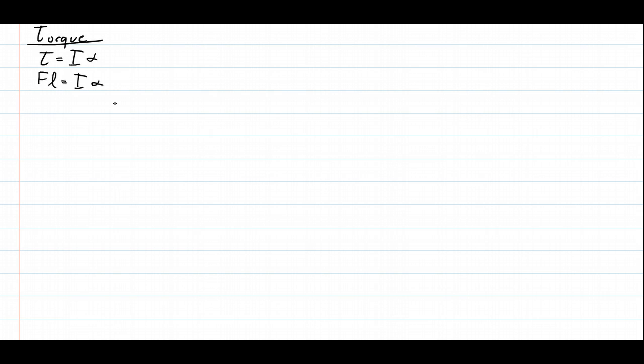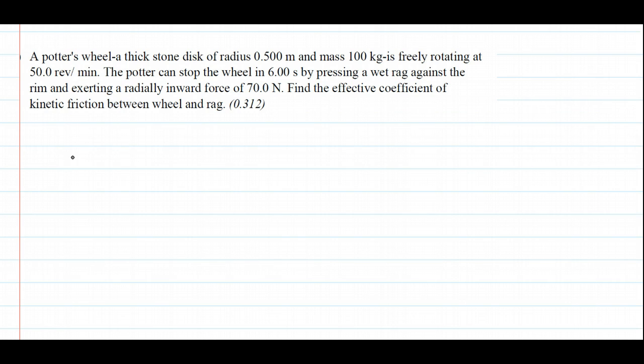So let's go ahead and look at an example of a torque problem. In this example, we have a potter's wheel that's made out of thick stone of radius 0.5 meters and mass 100 kilograms, and is freely rotating at 50 revolutions per minute. The potter can stop the wheel in 6 seconds by pressing a rag against the rim and exerting a radial inward force of 70 newtons. And we want to find the effective coefficient of kinetic friction between the wheel and the rag.